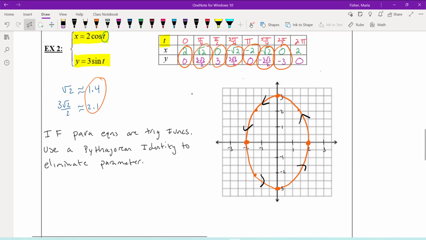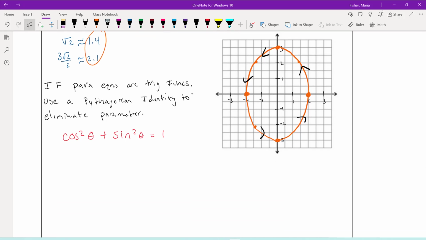So what Pythagorean identity can we use if we have 2 cosine of t and 3 sine of t? Well, the Pythagorean identity, that is cosine squared theta plus sine squared theta equals 1, because it relates cosine and sine. I don't have thetas, I have t's, but theta is just a dummy variable, so we can think of this as cosine squared t plus sine squared t equals 1. And this we can rewrite as cosine of t quantity squared and sine of t quantity squared.